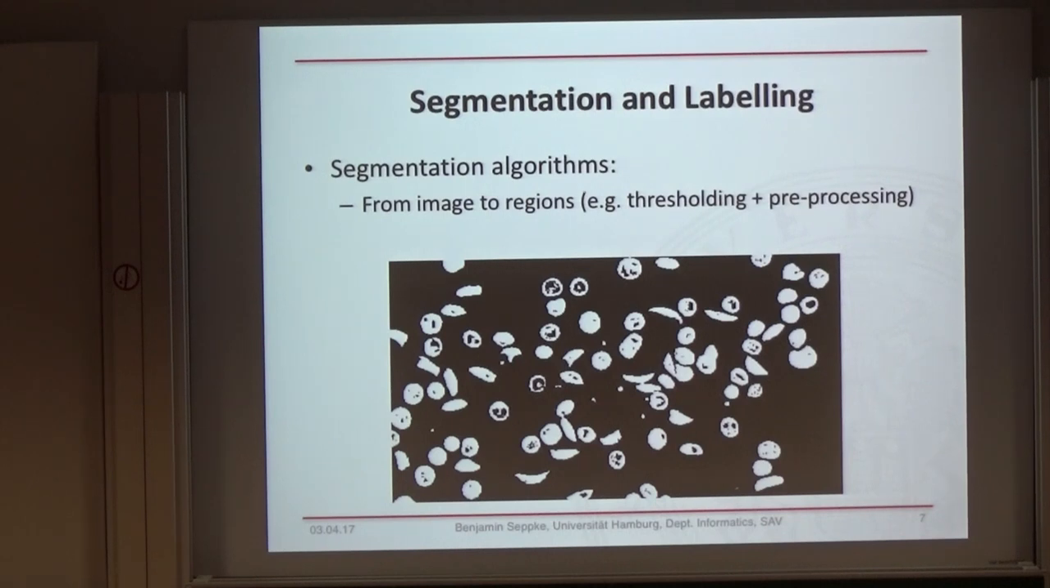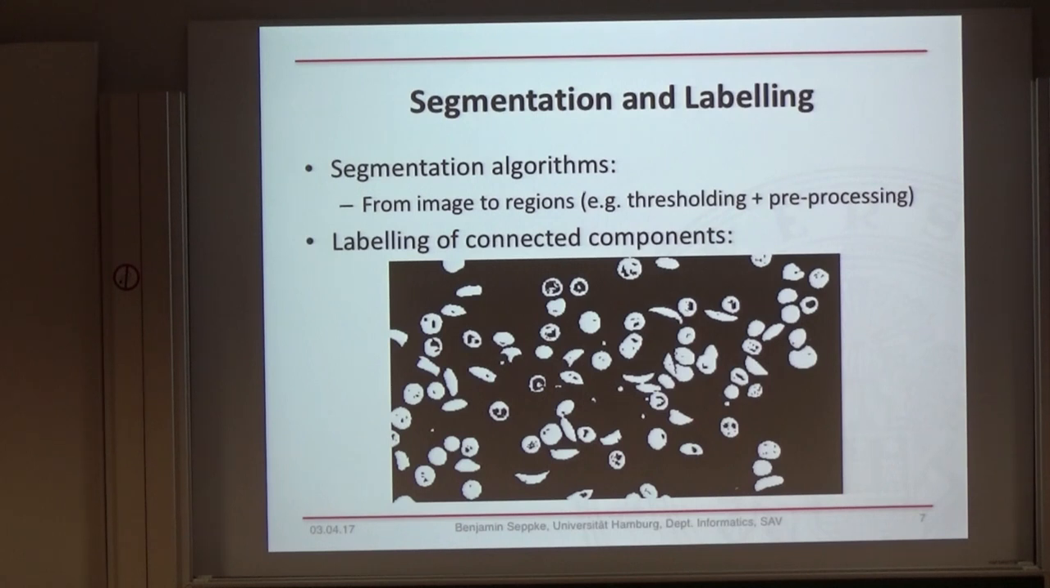So the first step might be, okay, I want to segment the image into two parts. The first part is the background, and the other part is then the cells, or let's call it non-background. And that can be done, for example, by thresholding, maybe some pre-processing, and so on. Then you want to go on the object level, so you have to define some objects. And a very basic way to define these objects is just to say they are connected components, so connected pixels.